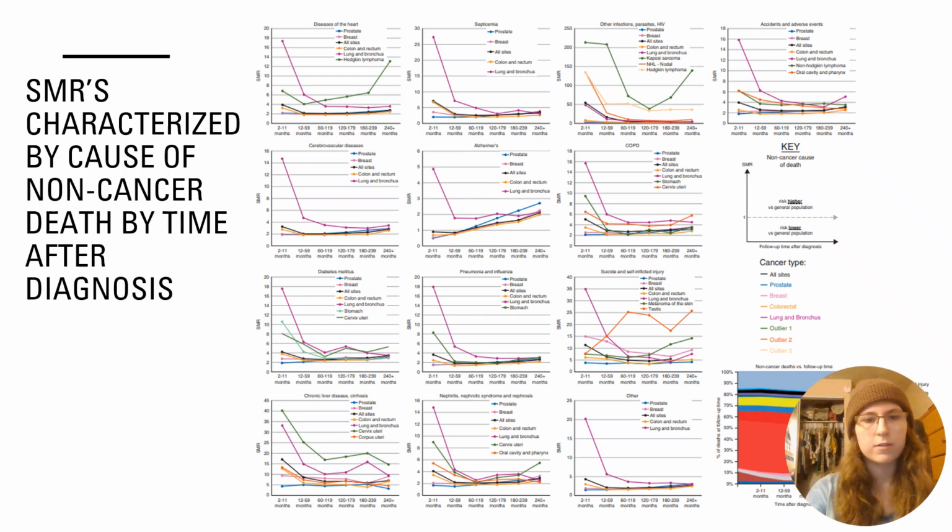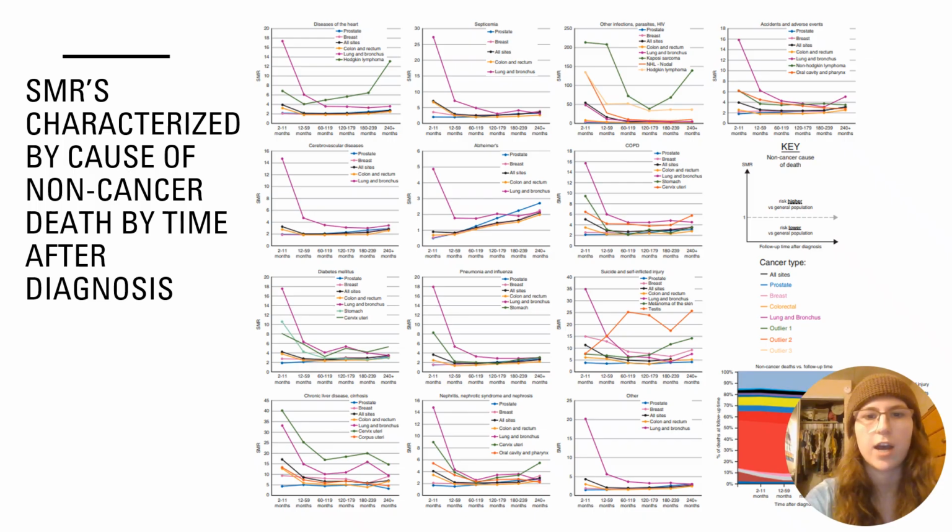So this is the final figure, and this is again looking at the SMRs, or the standard mortality ratio, but this one's going to be characterized by the length after diagnosis. On our x-axis, it's the amount of time after getting diagnosed, and then the y-axis is again the SMR. So lower on the graph, you're at a lower risk, and higher on the graph, you're at a higher risk from dying from these non-cancer deaths.